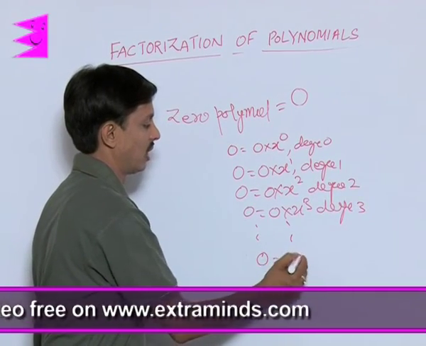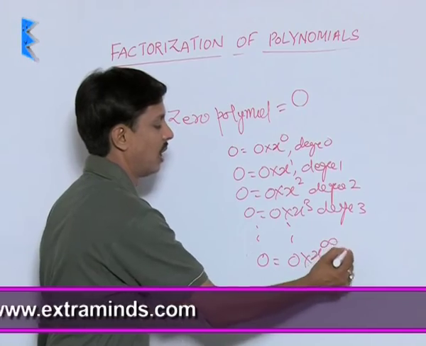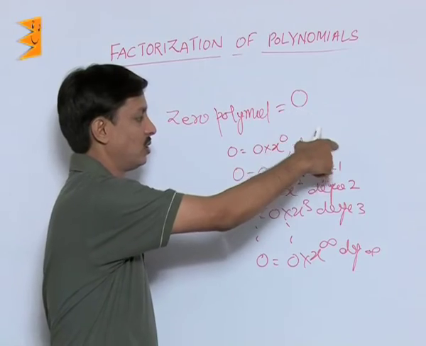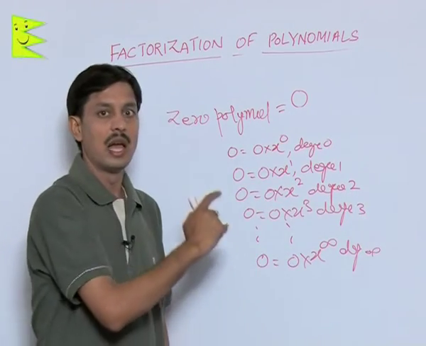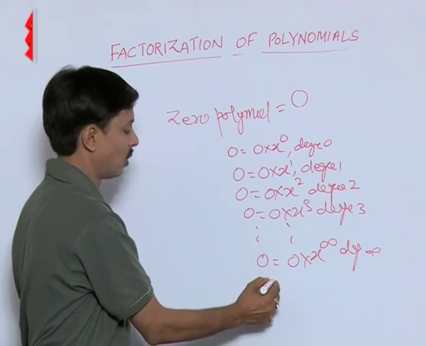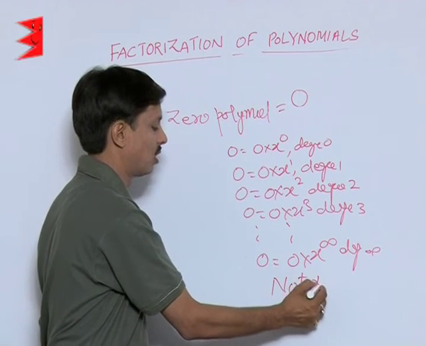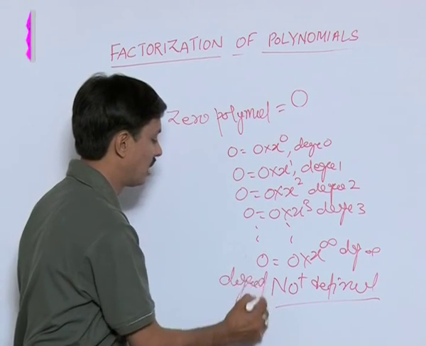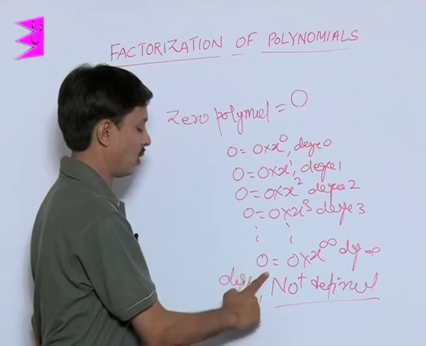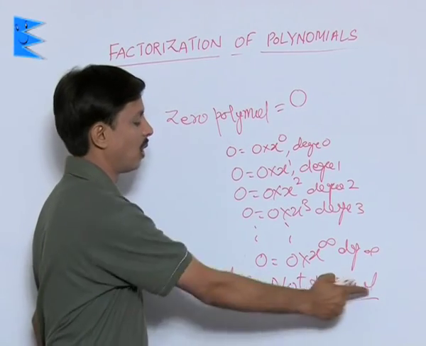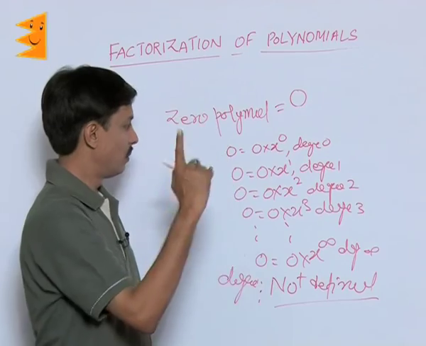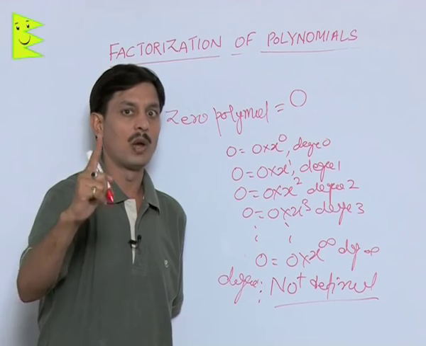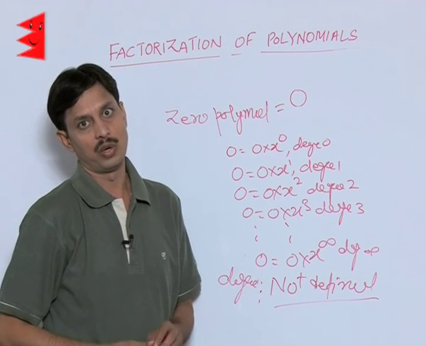Similarly, 0 can be written as 0 into x raised to the power infinity. As per this, the degree is infinity, so we say it may attain degree 0, 1, 2, 3, 4, infinity. Hence, the degree of the zero polynomial is not defined. What is not defined? Degree. Degree of what? Degree of the zero polynomial. The degree of the zero polynomial is not defined because it may attain any degree as discussed with you. And what is the zero polynomial? The number 0 itself is known as the zero polynomial.